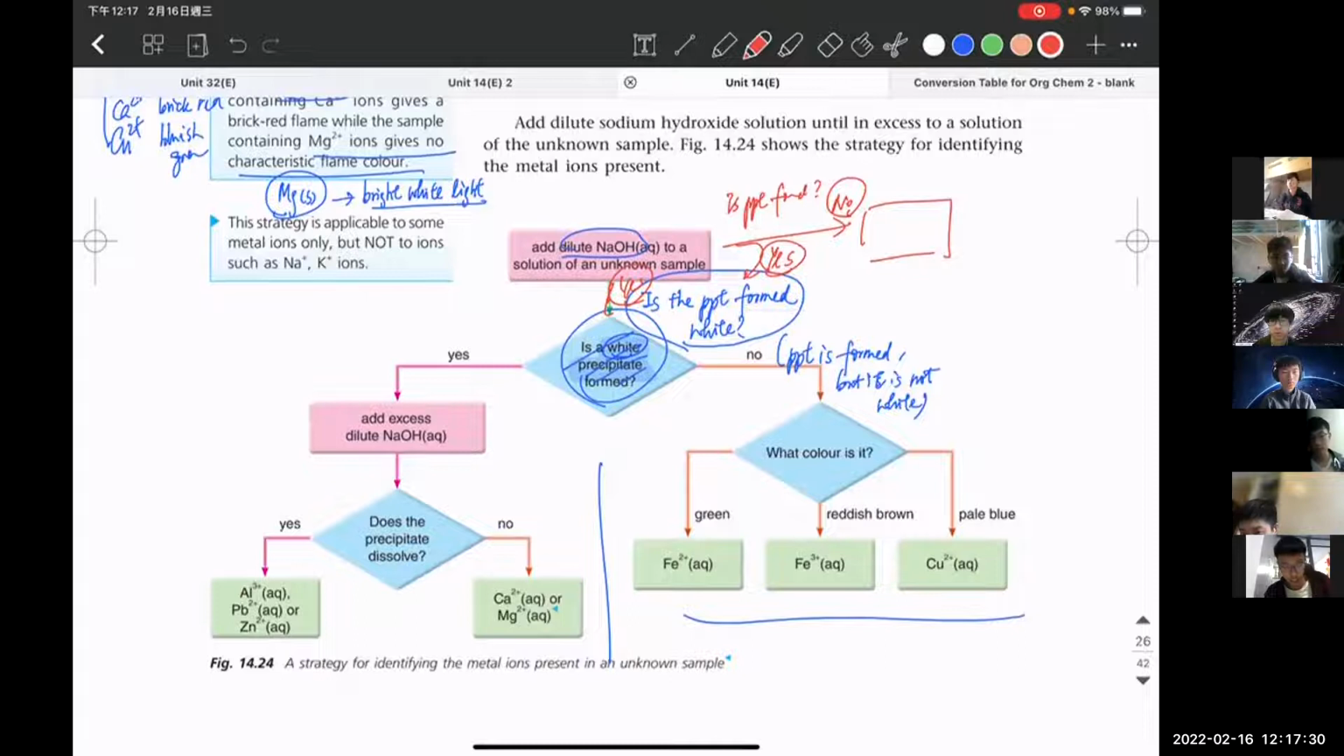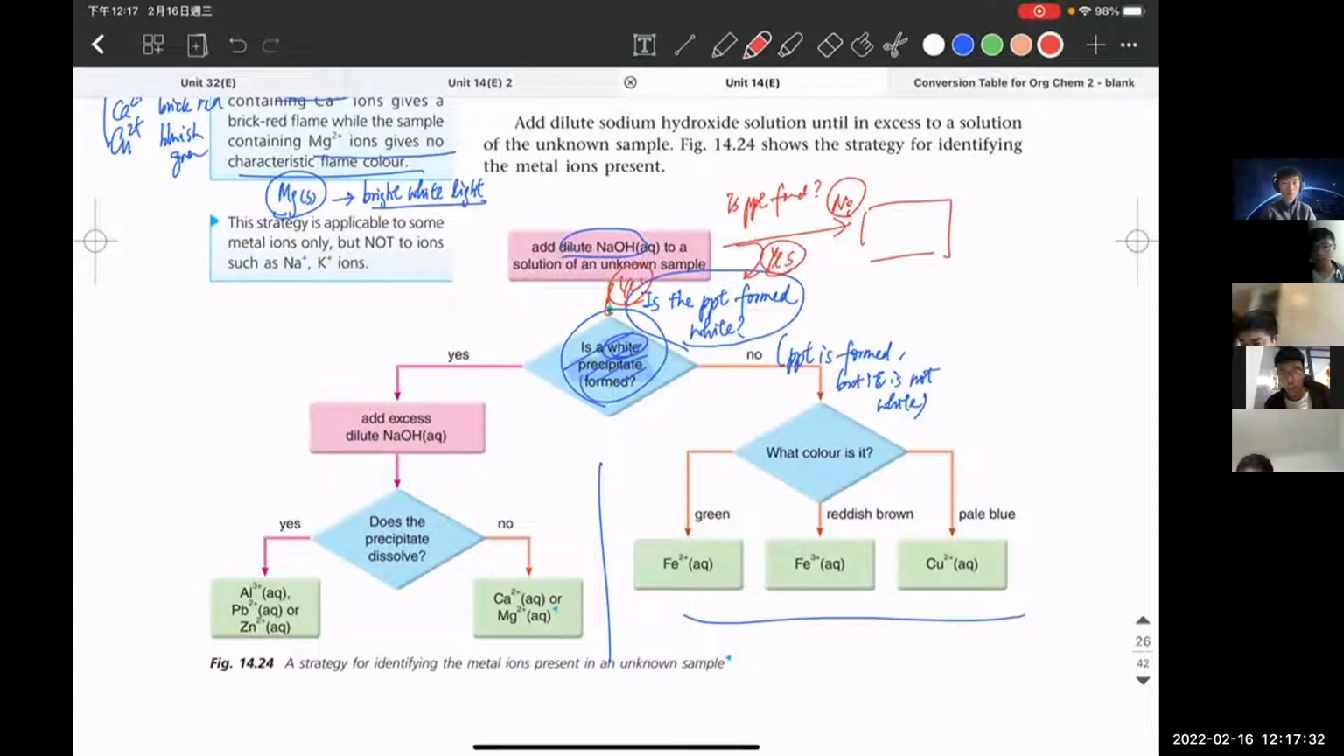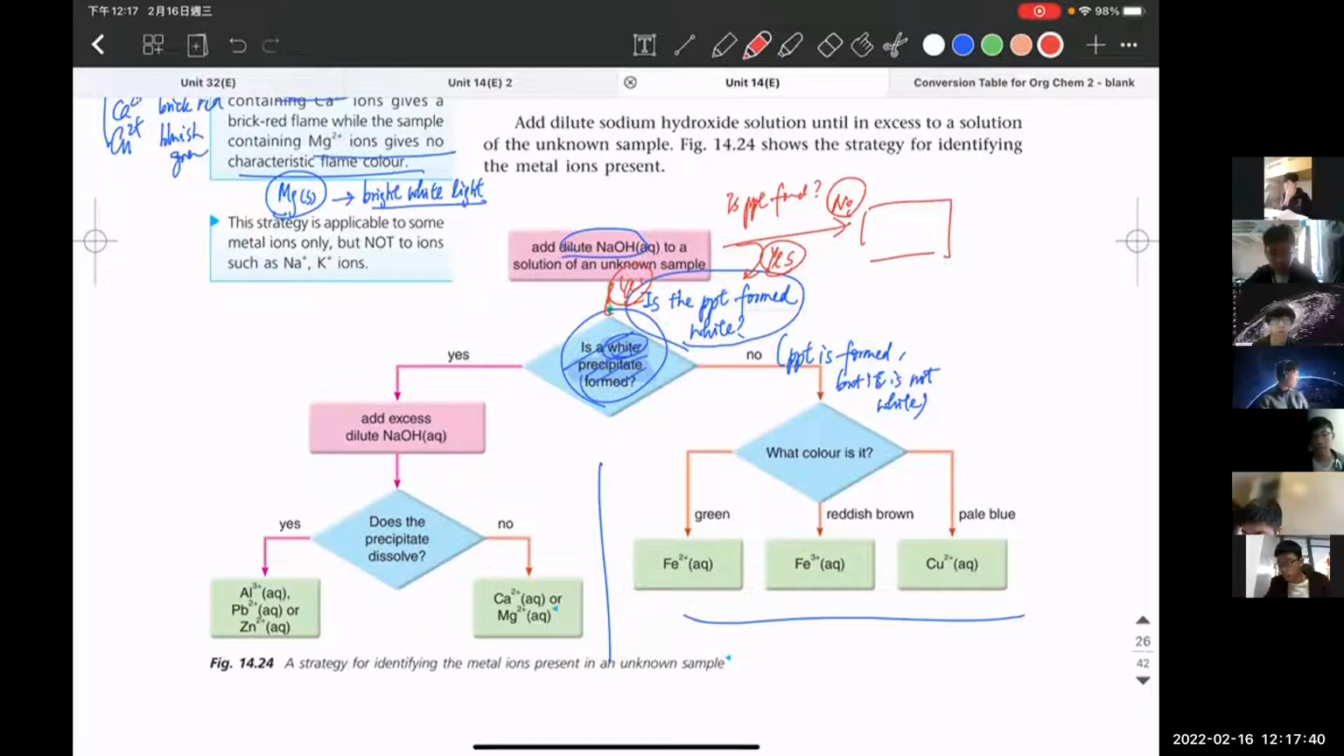Understand a bit. Understand better. Just let me know what you understand. I understand that when no white PPT is formed, it can be other colors, but I don't know whether it can be colorless.